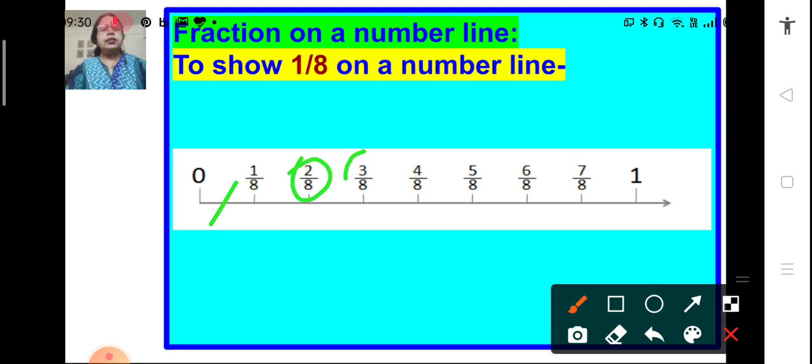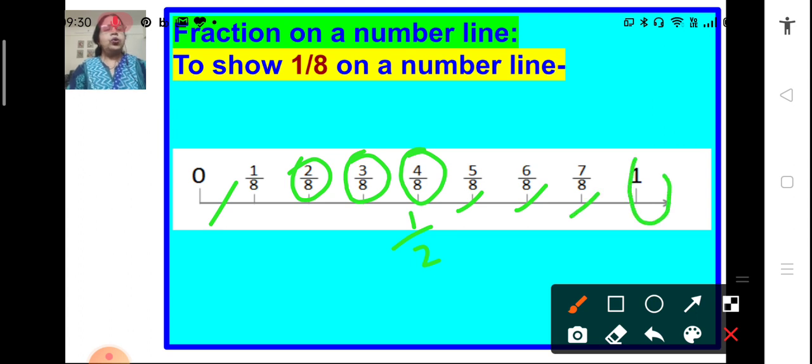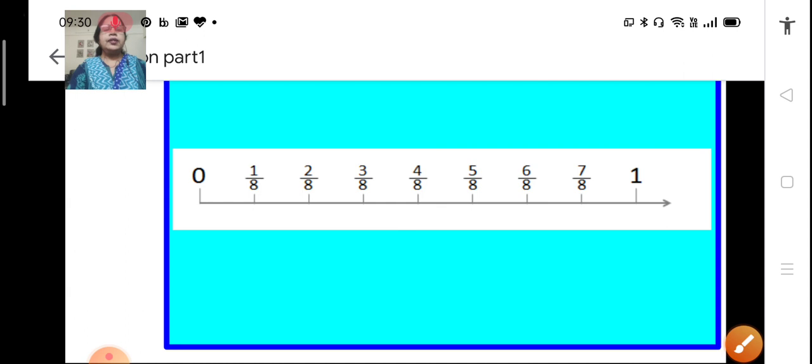Third one is 3/8. Fourth one is 4/8 or half. Then this one is 5/8. Next one 6/8. This is 7/8. And 1 is the whole, which means it is 8/8. When we divide 8 by 8, we get 1, isn't it? So 1 whole means it is 8/8.